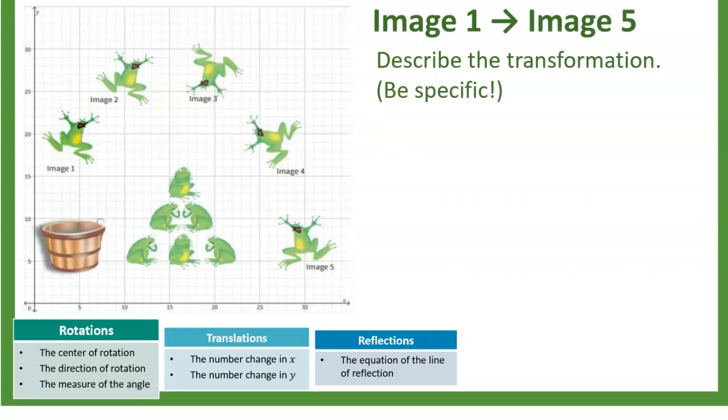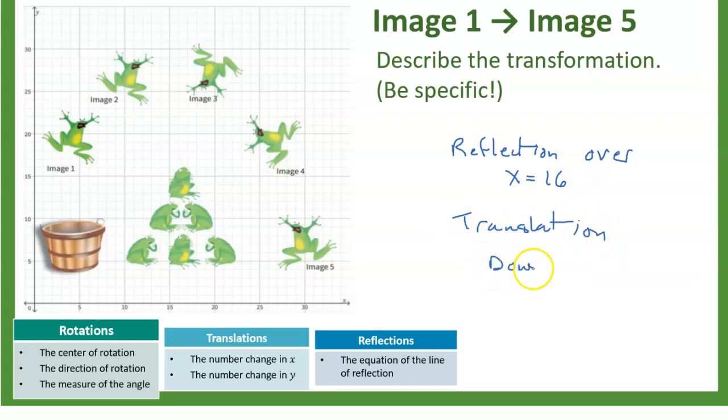So what did we do here? We did a reflection over x equals 16. And then we did a translation that was down 12.5 and right 1.5.